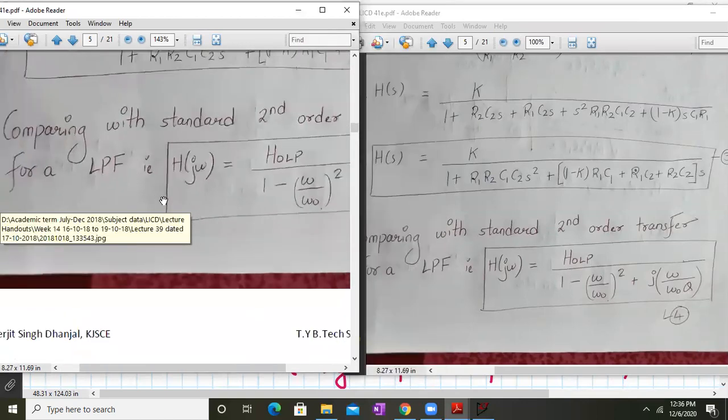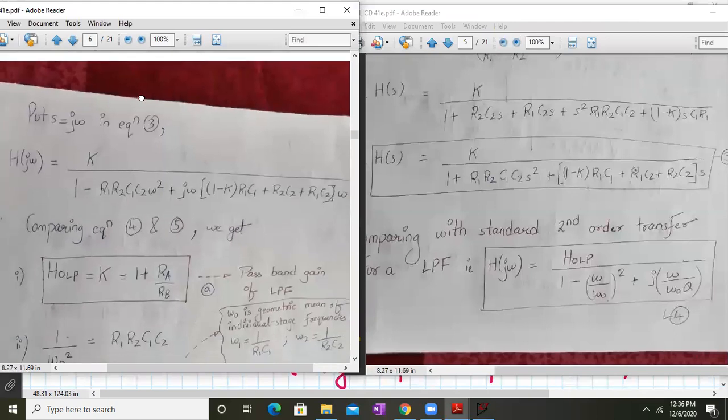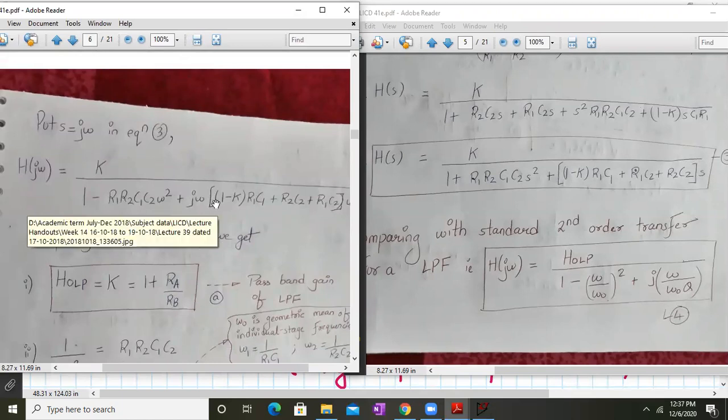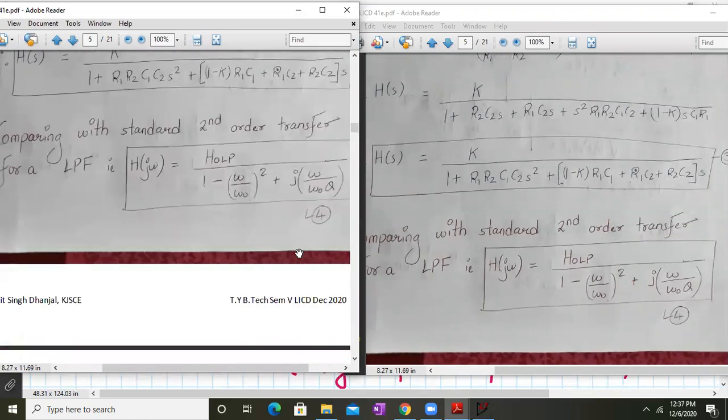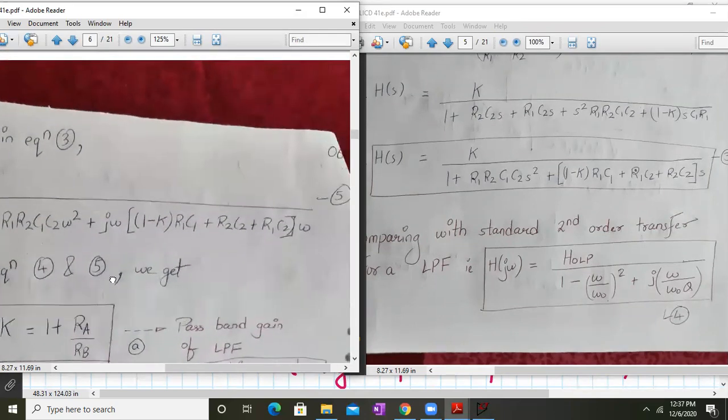So after comparing with the standard second order transfer function, we can also put s equal to j omega, correct? So that we get terms in omega. You put s equal to j omega in equation number 3. So what you will get is K divided by, here we have s square, so your minus sign will come because j square is minus 1. So in the denominator we have 1 minus R1 R2 C1 C2 omega square plus j omega into (1 minus K) into (R1 C1 plus R2 C2 plus R1 C2) the whole into omega.